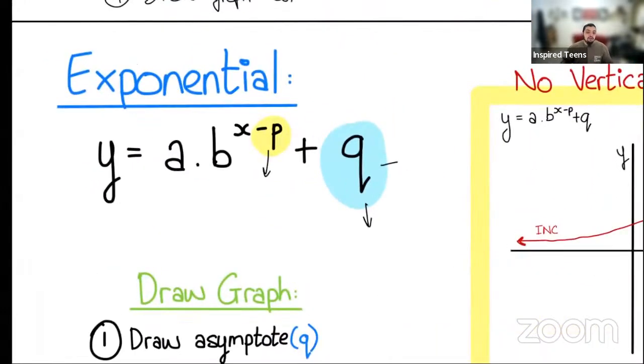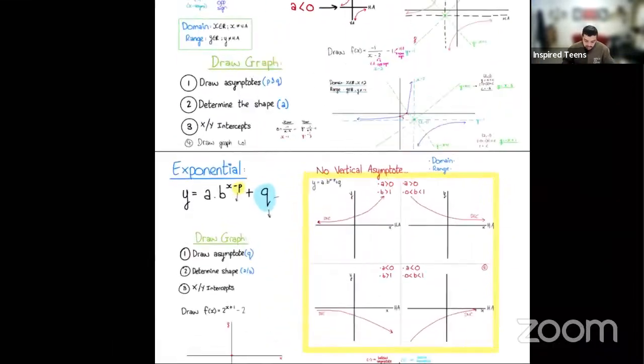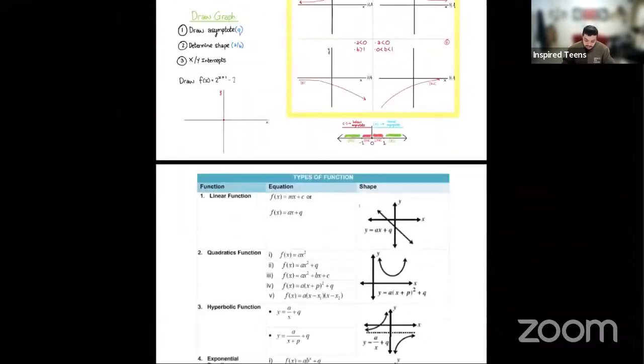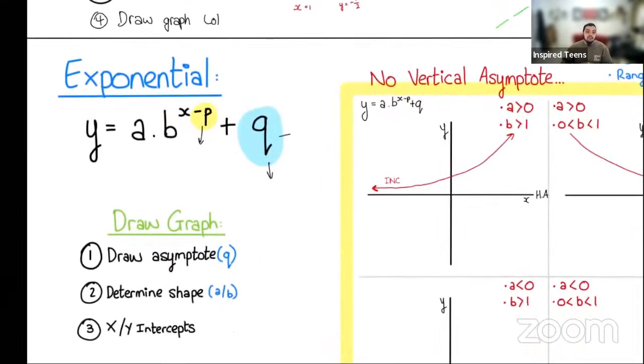All right, let us move on to exponential. So it seems like we're moving at a decent pace. Okay, exponential function. This is when you have x in your exponent. x is an exponent.